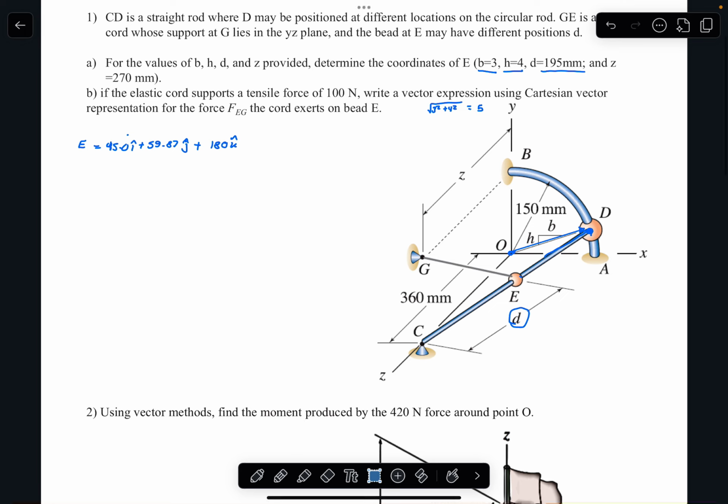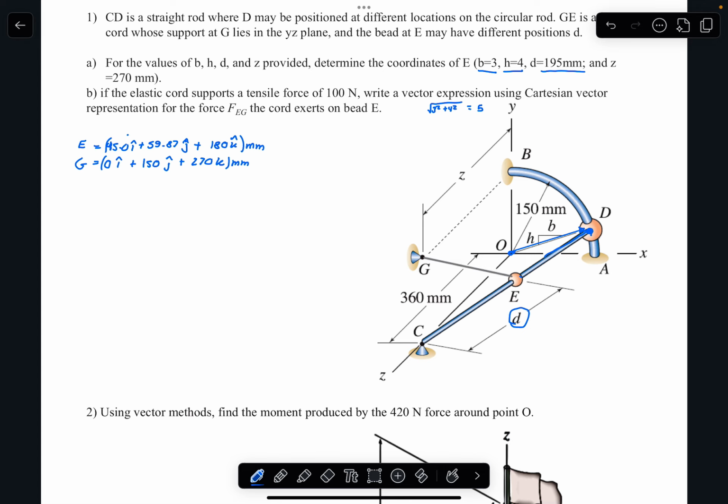Now we have E. G is very trivial to find. This point is going to be, G is going to be at, we have to look at Z, 270, my apologies, 0 i hat, plus 150 j hat, plus 270 k hat. Make sure you include your units. That's how you get all your marks for the quizzes.